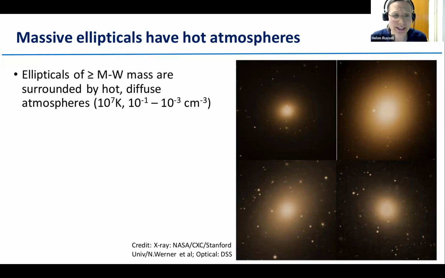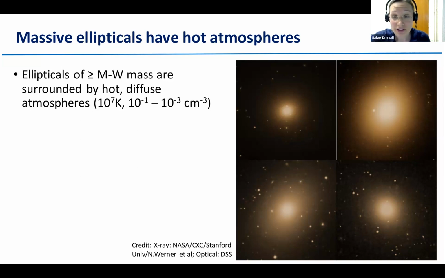For lower mass systems and for spiral galaxies, they can also have hot gas, but the fraction of baryons within the virial radius tends to be much lower. They're much more tenuous and they're much fainter. So really, I'm focusing on those with hot atmospheres in this talk, but we will be able to detect the others as well.